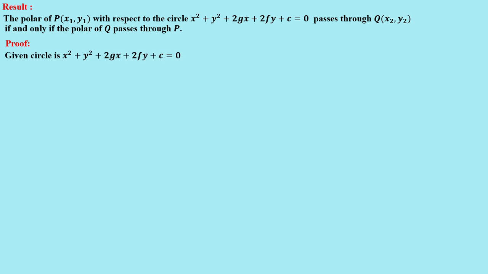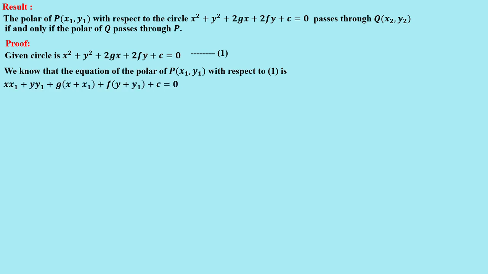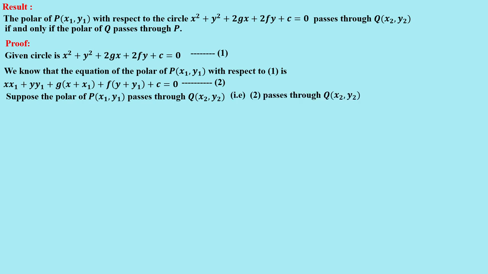Given the circle equation, that is the general equation x² + y² + 2gx + 2fy + c = 0, that is equation number 1. We know that the equation of the polar of P(x1, y1) with respect to 1 is x x1 + y y1 + g(x + x1) + f(y + y1) + c = 0, that is equation number 2. Suppose the polar of P(x1, y1) passes through Q(x2, y2), that is 2 passes through Q(x2, y2), right?